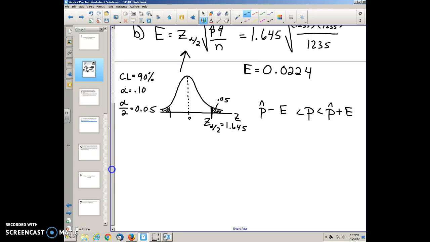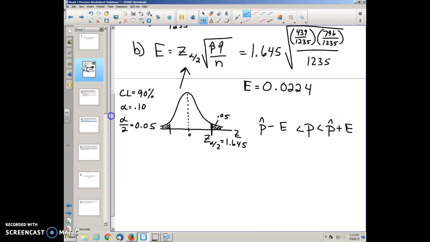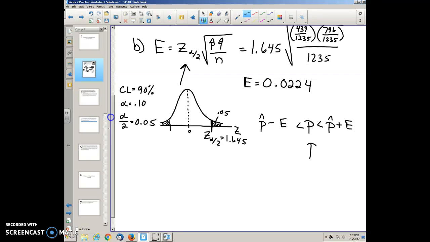And a better way to actually state that is we are 90% confident that the boundary constructed by the lower boundary and the upper boundary, which we're going to find in a second, actually does contain the true population proportion. And we're stating that with 90% confidence. So P then would be greater than 439 over 1235 minus 0.0224, and then the upper boundary 439 over 1235 plus 0.0224.